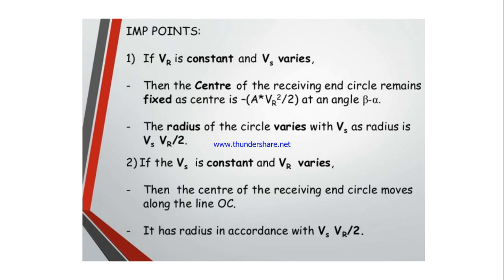If VR is constant and VS varies, the center of the receiving end circle remains fixed. If VS is constant and VR varies, the center of the receiving end circle moves along the line OC. This is the case. Thank you.